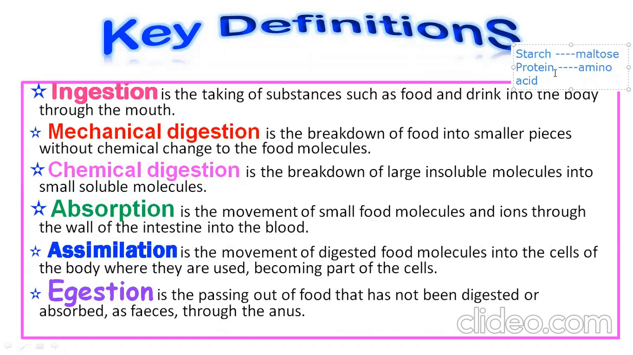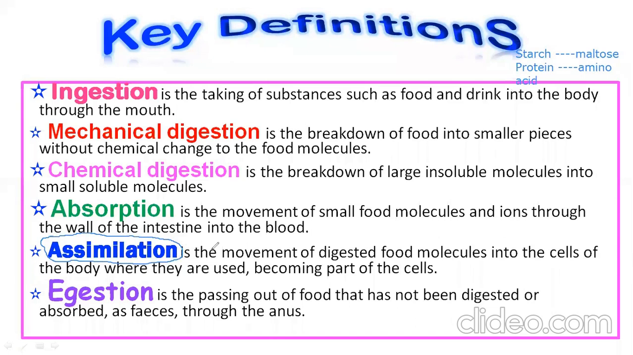Now later on, when the food reaches your small intestine, absorption is the movement of small food molecules and ions through the wall of the intestine into the blood. So here these molecules enter your blood from the small intestine. From the blood they reach the liver through the hepatic portal vein, and assimilation is the movement of digested food molecules into the cells, from where they reach different cells of your body and become part of your cell. So that process is called what? Assimilation.